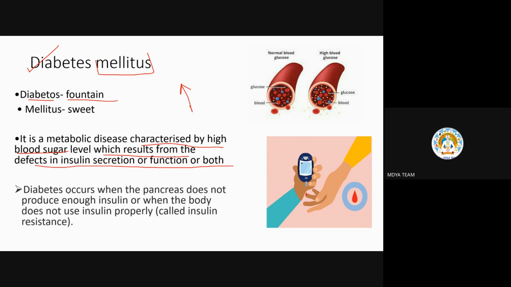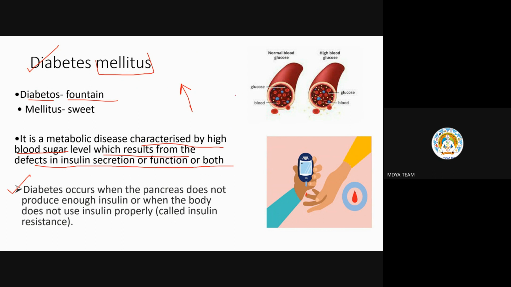Okay, so diabetes occurs when the pancreas does not produce enough insulin, or when the body does not use insulin properly, called as insulin resistance. This is the main definition. We'll understand how this happens, in how many ways. Okay, so two things you have to make a note of: what are the two reasons due to which diabetes mellitus could happen? What are these two?